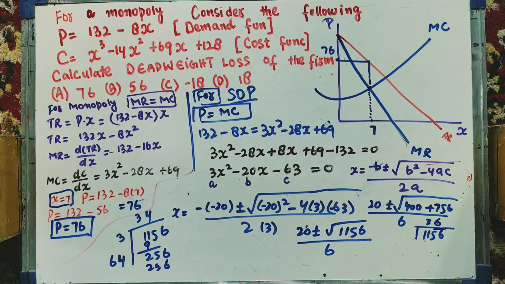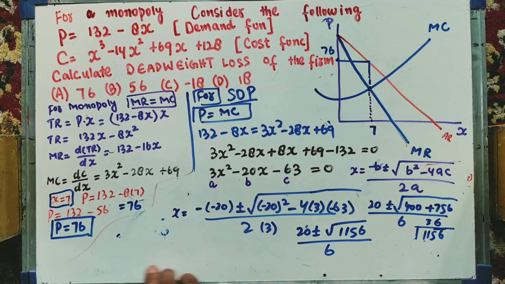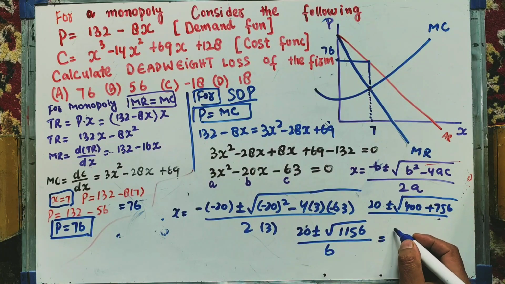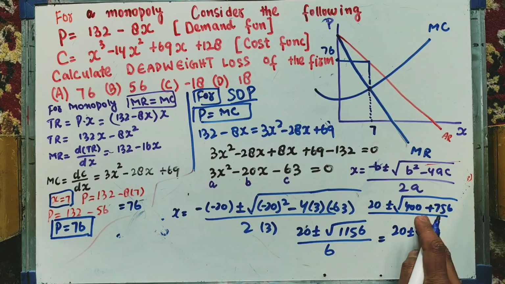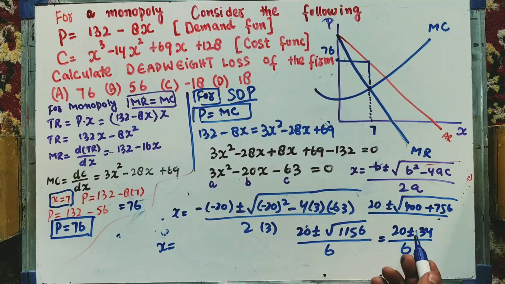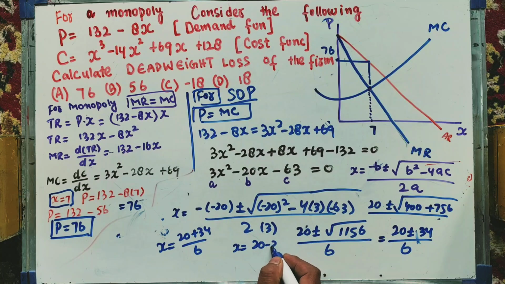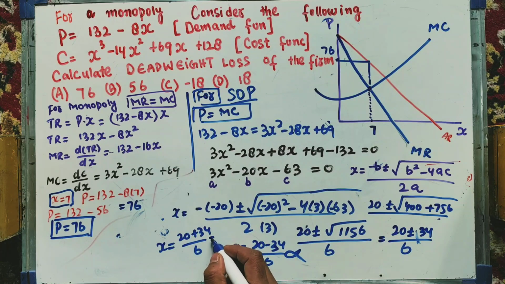Okay, so let me rub this out and clear this for you. So we have 20 plus minus 34, so we got 34. x will be equal to 20 plus 34 divided by 6, or x will be equal to 20 minus 34 divided by 6. So it will be a negative number, we will discard this. So x will be equal to this very term. So 34 plus 20 is 54, 54 divided by 6.